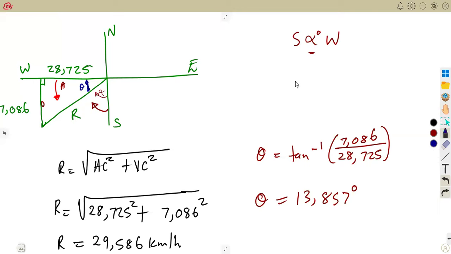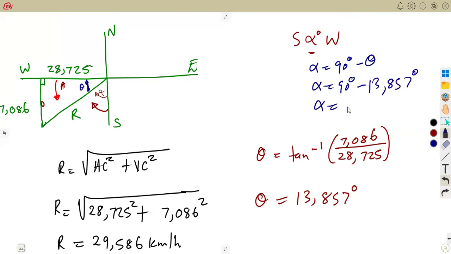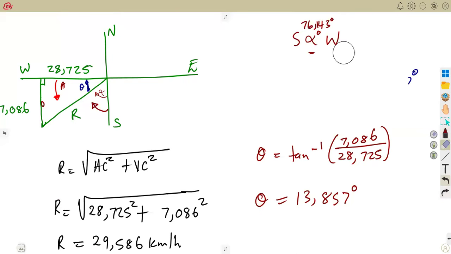So how do we find alpha? We simply have to remove this one from what? 90 degrees. So alpha is 90 degrees minus theta. So that's 90 degrees minus 13.857. That was going to give us our alpha in that case, all right, which was going to be 76.143 degrees. So you can write it as south 76.143 to the west, from south going to the west. That is the other way only that you can write, not to say from south to east.